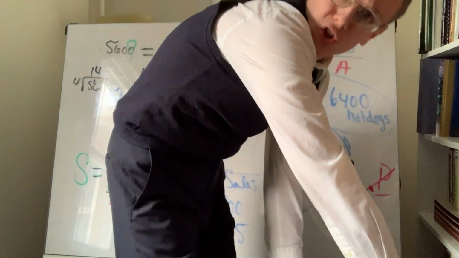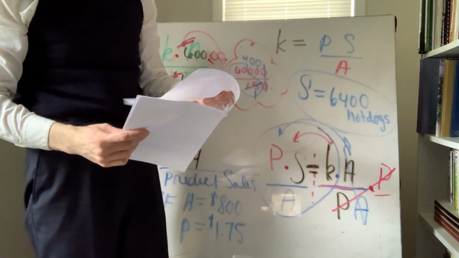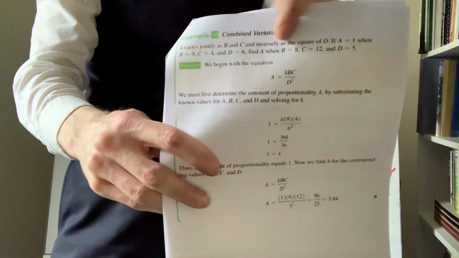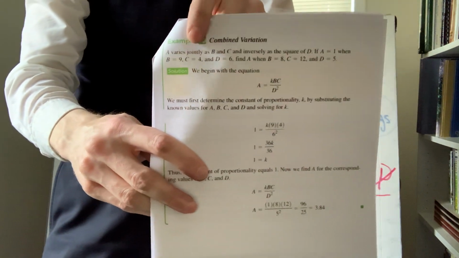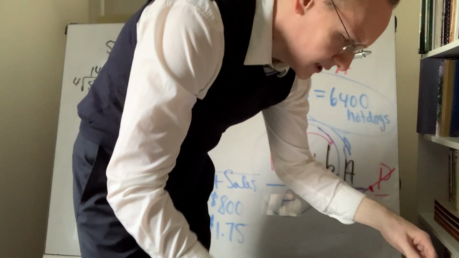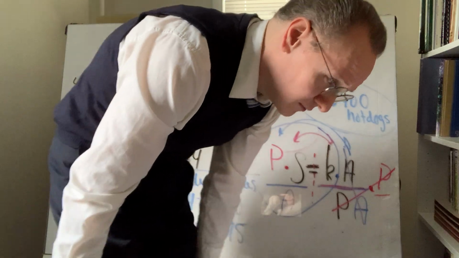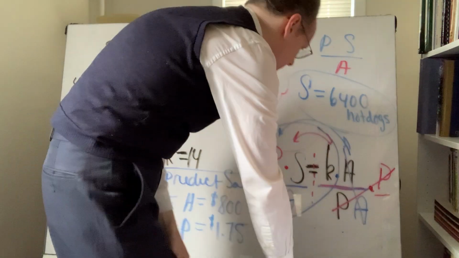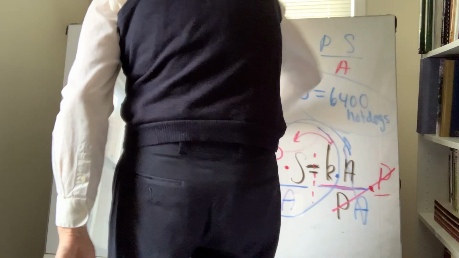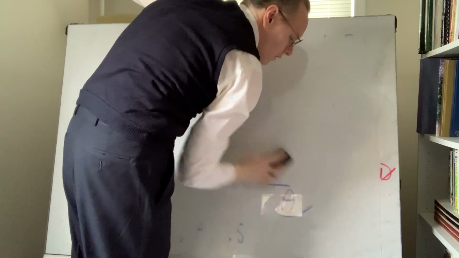All right, last question, number 10 here. Combined variation is the one that is the most involved, I guess, because it's last. It says A varies jointly as B and C, and inversely as the square of D. By this point, hopefully, and if not, don't be discouraged. It comes with time. Just keep doing anything and you get good at it enough times.